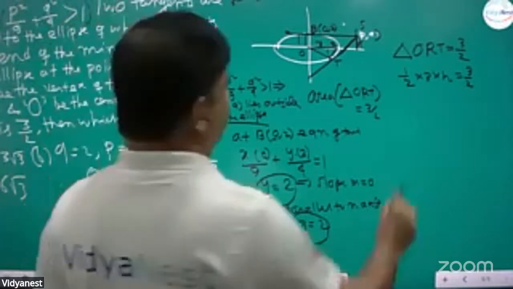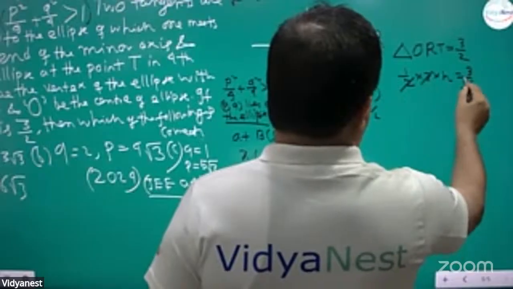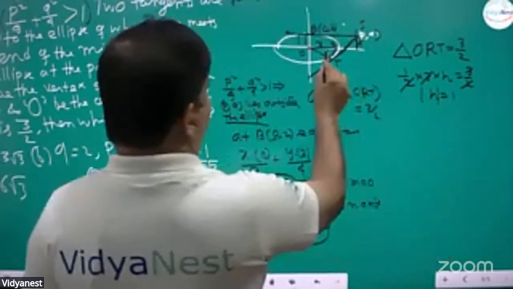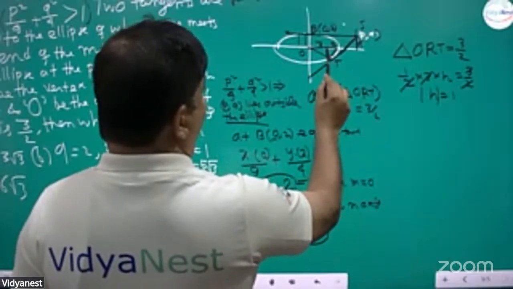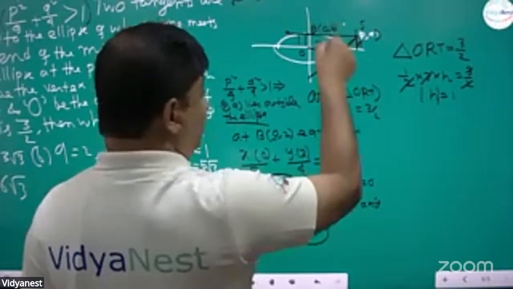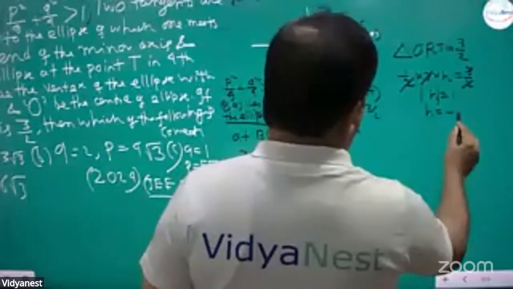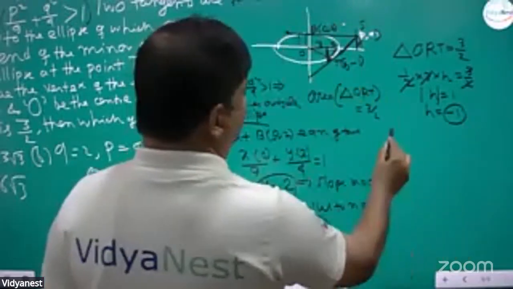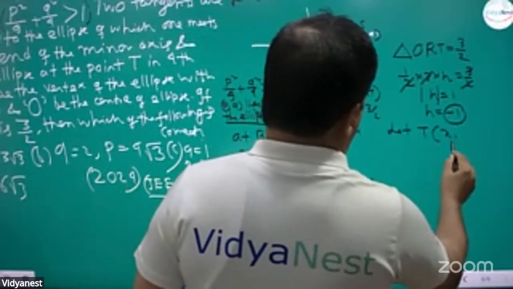Now, 2 cancels, 3 cancels. H is equal to 1. Magnitude of H is equal to 1. So that is the y component of the point, but it lies in the fourth quadrant, so it is -1. X component we don't know. Then let T be (x, -1).